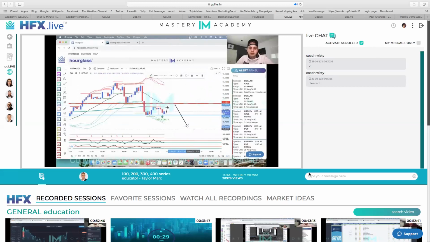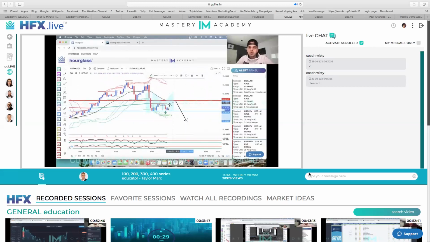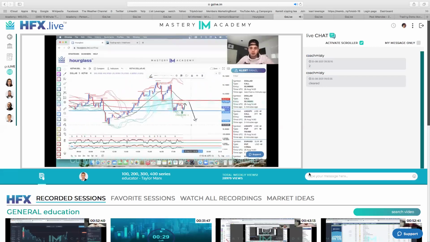This is what I believe the dollar is going to do. It's going to bounce off, come up to this resistance, and then it's actually going to break the support and continue in the downtrend down. But it might stay in a little bit of consolidation.